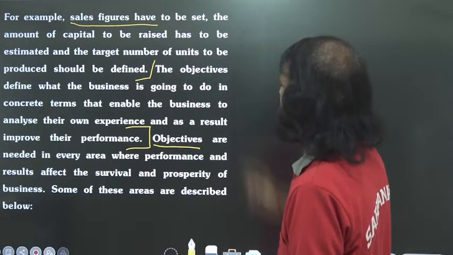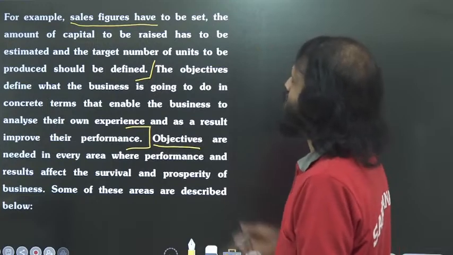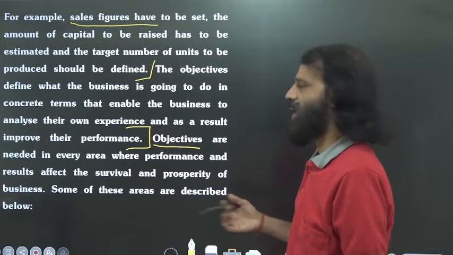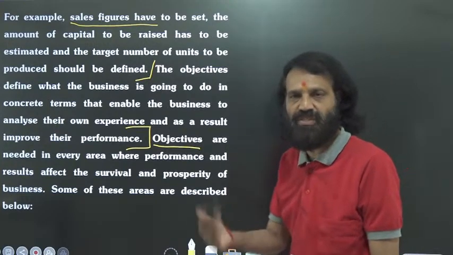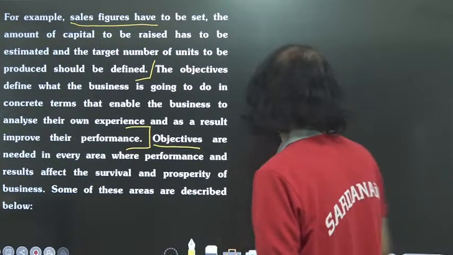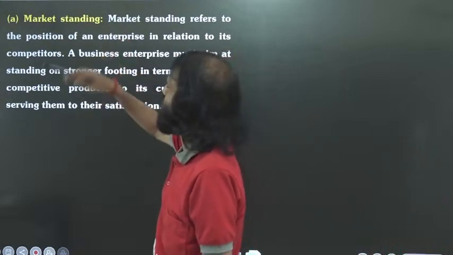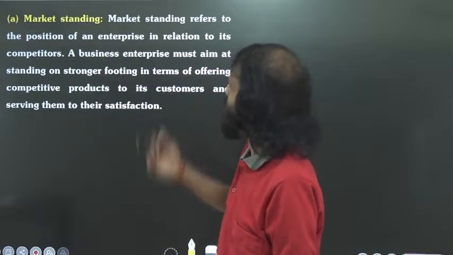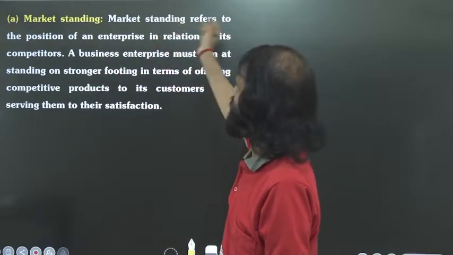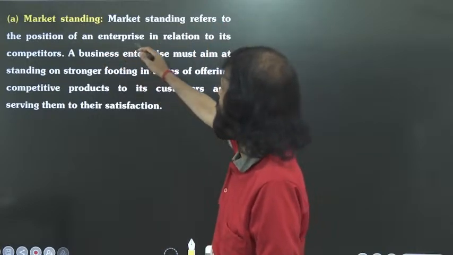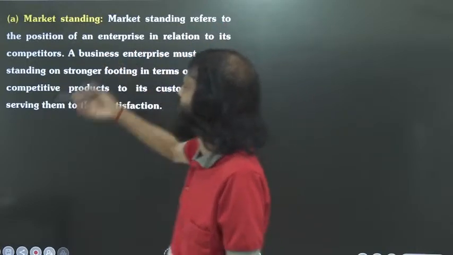So, here we understood that actually business is planning. We need to plan various kinds of strategies in order to get success in the business. Now, we can move to market standing. What is market standing? That we will understand. Market standing refers to the position of an enterprise in relation to its competitors.